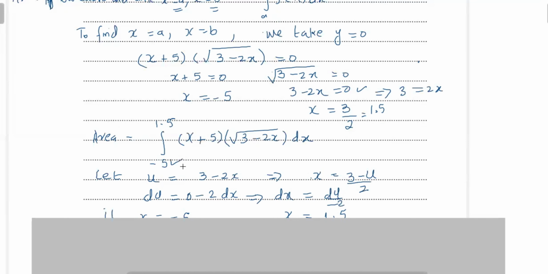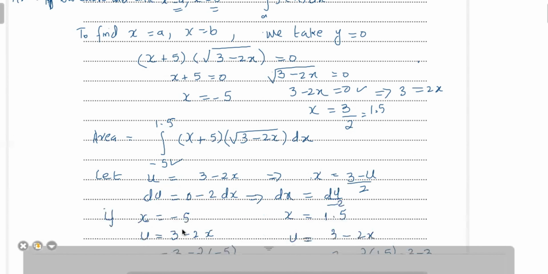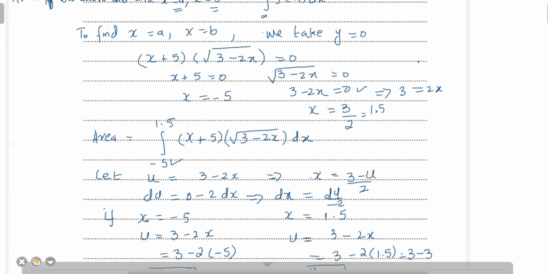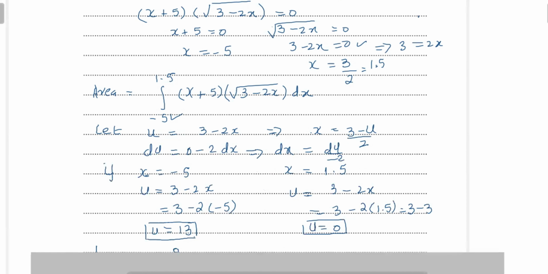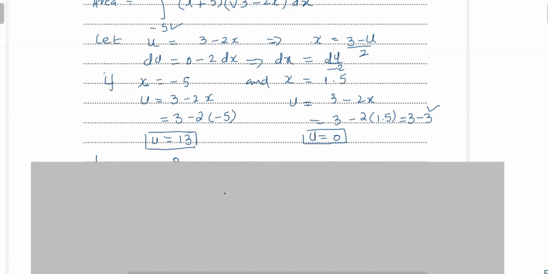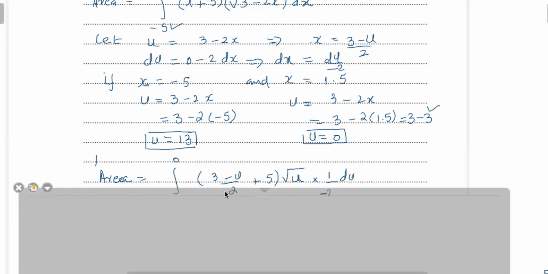Now to find the value of u against these limits, -5 and 1.5, we put the values here. When x equal to -5, we put it in the equation u equal to 3 - 2x, and we get u equal to 3 - 2 times (-5), which is 3 + 10, that is 13. And the same here, when we take x equal to 1.5, then u equal to 3 - 2 times 1.5, and 2 times 1.5 is 3, so the value becomes u equal to 0.